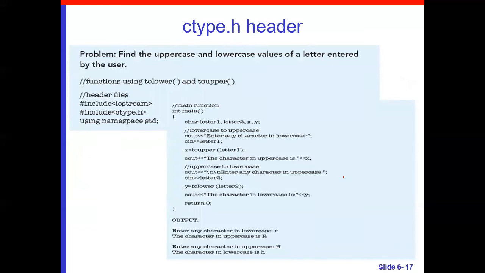Next, this is one example of coding that applies the ctype.h header. In this problem, they want to find the uppercase and lowercase value of a letter entered by the user, so they need to use toupper. As you can see here, you need to declare a single char. Before that, you need to #include <ctype.h>. You should call the header before the int main.